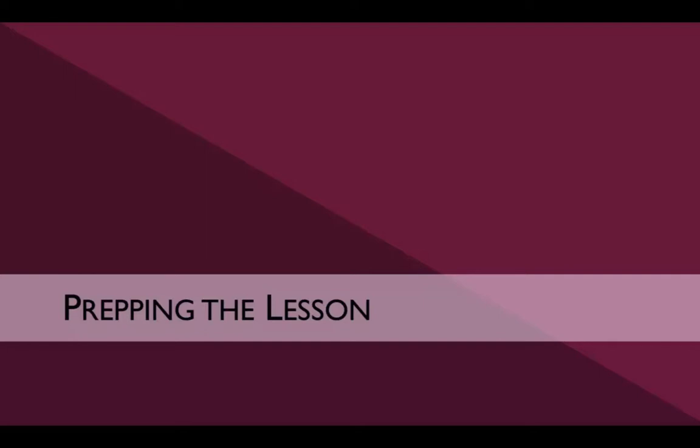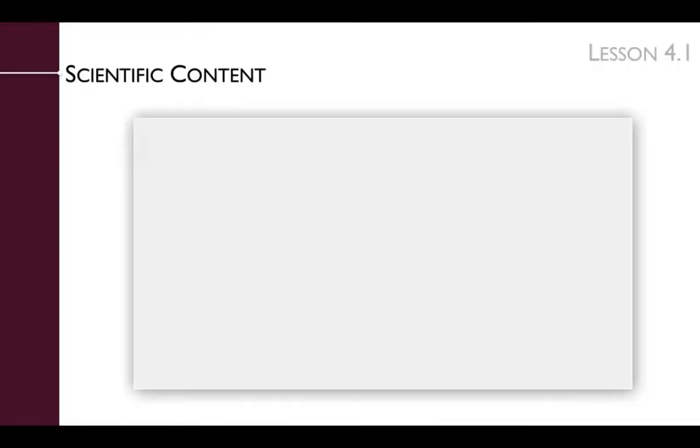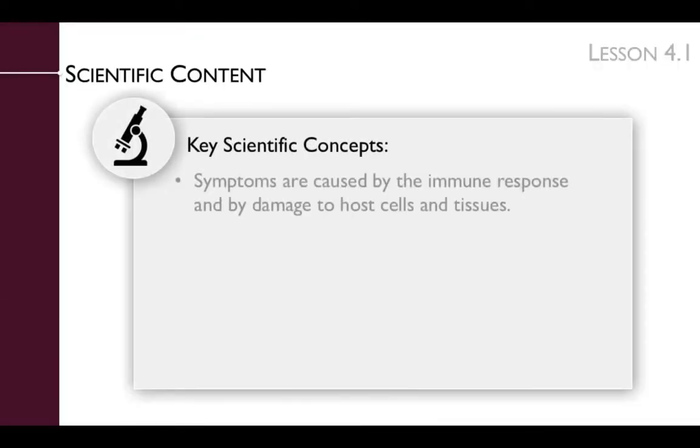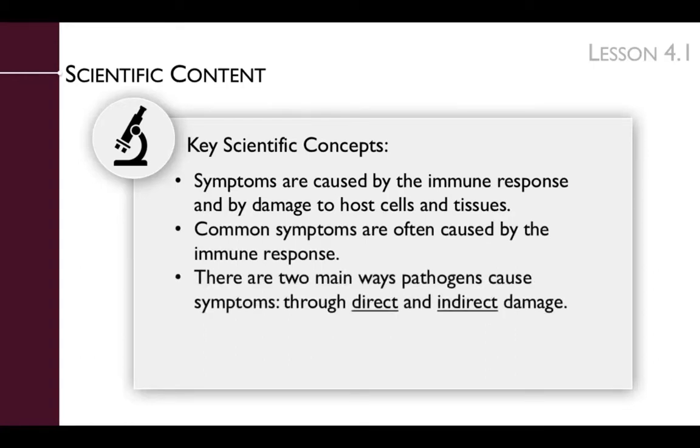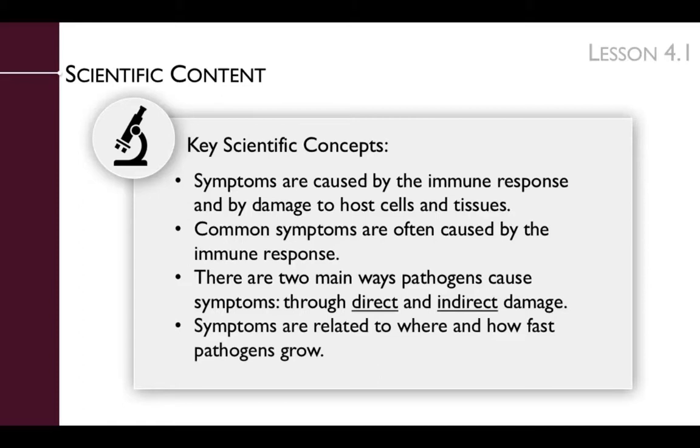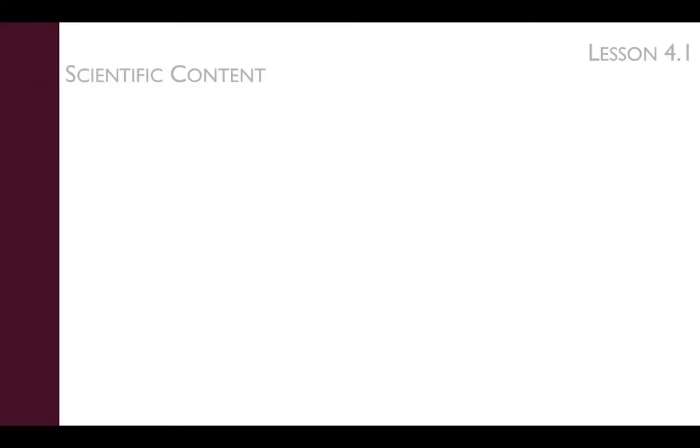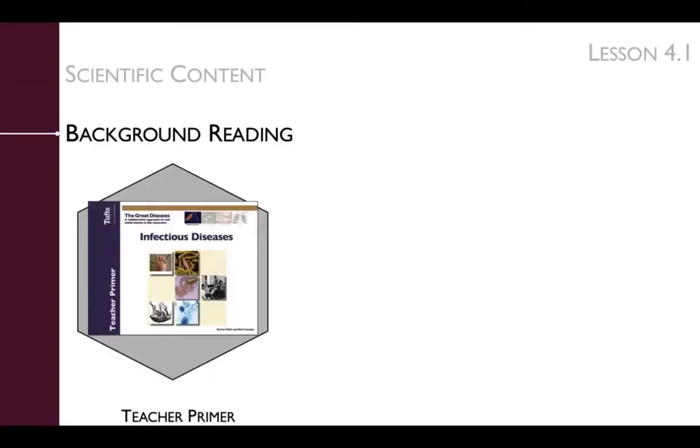To prepare for this lesson, you'll need to review the following key scientific concepts. Symptoms are caused by the immune response and by damage to host cells and tissues. Common symptoms are often caused by the immune response. There are two main ways pathogens cause symptoms, through direct and indirect damage, and symptoms are related to where and how fast pathogens grow.